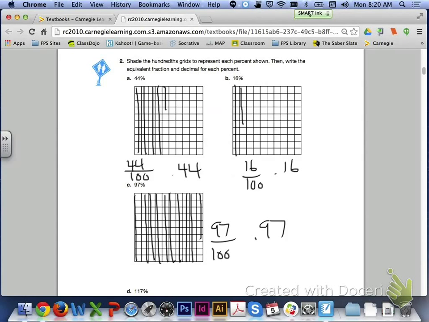Here is what letters A through C should look like. For letter A, 44%. I have 44 squares shaded in, 44 over 100 for my fraction, and 0.44 for my decimal. For letter B, 16 of the squares shaded in, 16 over 100 for my fraction, and 0.16 for my decimal. And finally, for letter C, 97 of my squares are shaded in, 97 over 100 for my fraction, and 0.97 for my decimal.